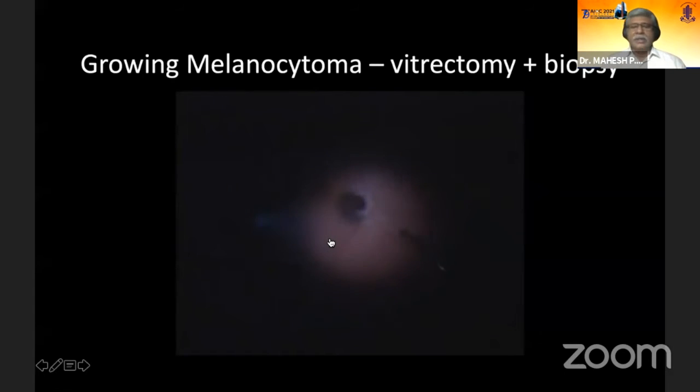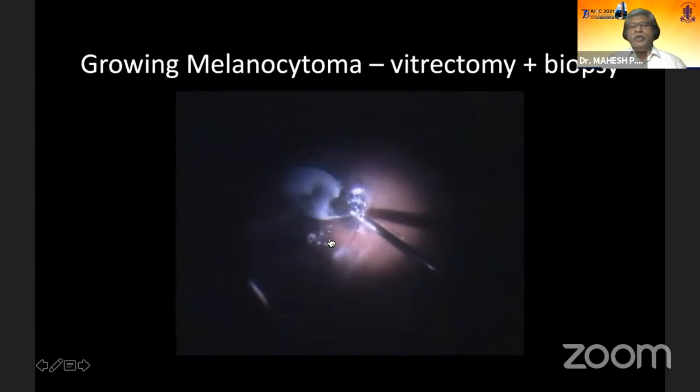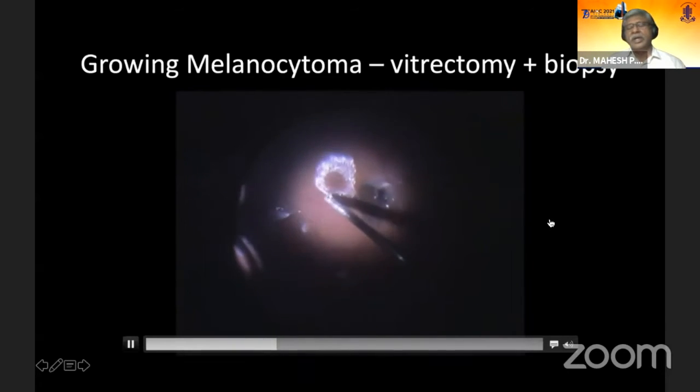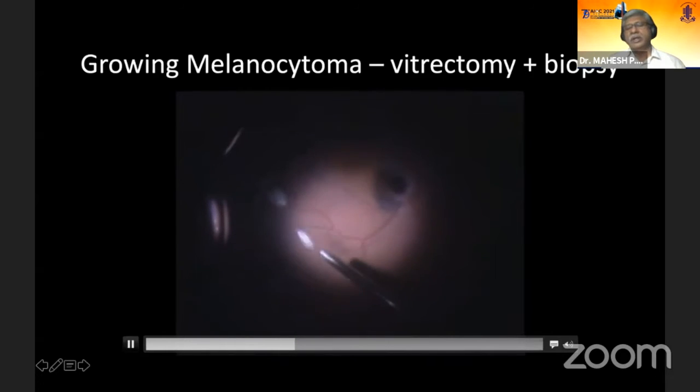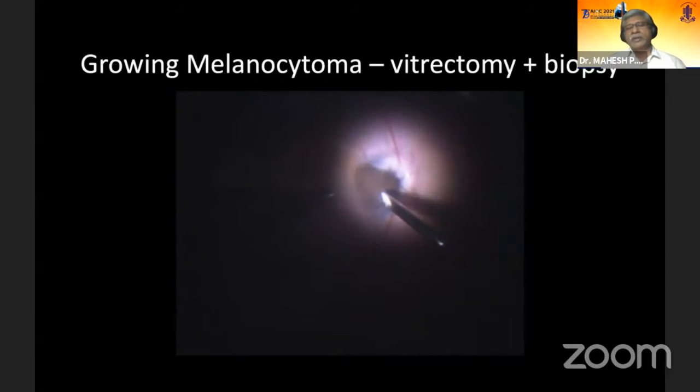Here's another patient which had a growing melanocytoma. As you can see, a melanocytoma is very, very small, and so we are unable to do a fine needle aspiration biopsy. You cannot thrust the needle into this lesion here, which is extremely small. We'll be causing decrease in vision because we'll be hurting the optic nerve. So here I was forced to do a vitrectomy, then open up the capsule which is covering that lesion which is over the optic nerve, and then take a very, very small bit of the tissue.